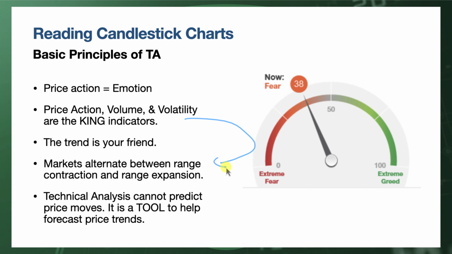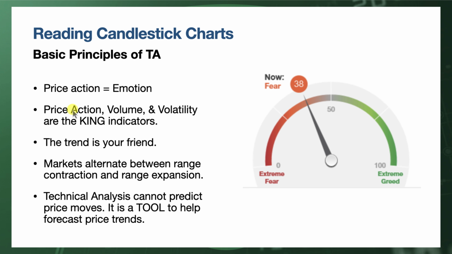Now, something that I really frequently talk about, one of the other basic principles of technical analysis, is markets alternate between range contraction and range expansion. When things contract, things eventually expand. When things expand, things typically contract. And then the last one that I will call out is that technical analysis cannot predict price moves, but it is a tool to help you forecast price trends.